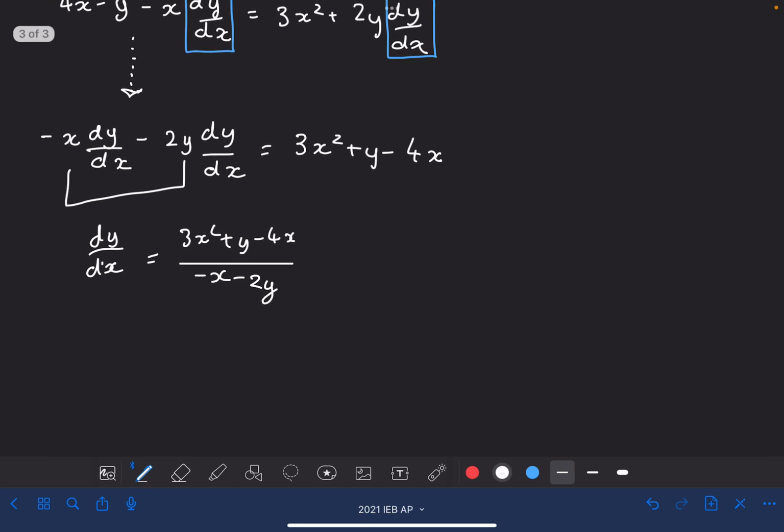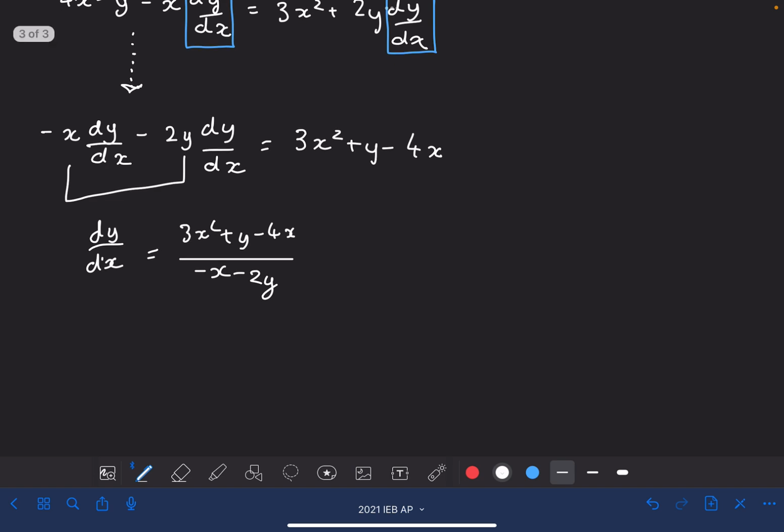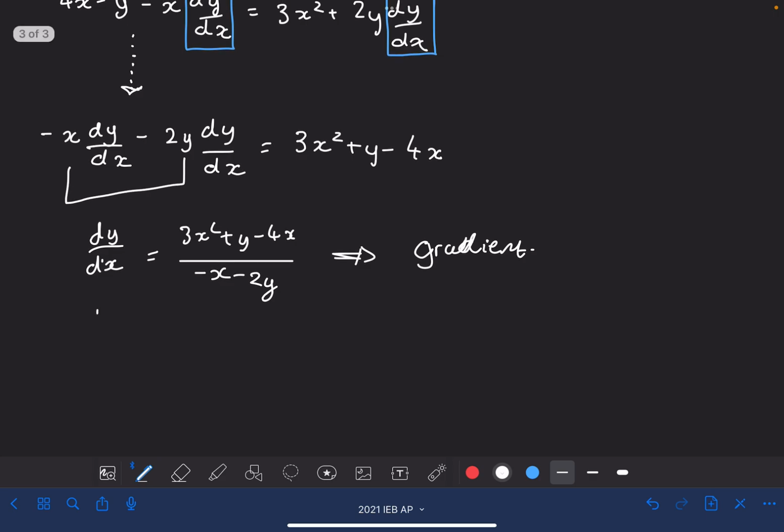Now that we've gotten an expression for our gradient at the point of interest, we're going to need to substitute back in (2, -2). So this is the gradient of that whole curve. That's going to give us the gradient, because that's what we've achieved by doing implicit differentiation. When we substitute back in, we'll get 12 minus 2 minus 8 over minus 2 plus 4, which is 2 over 2, which is 1.